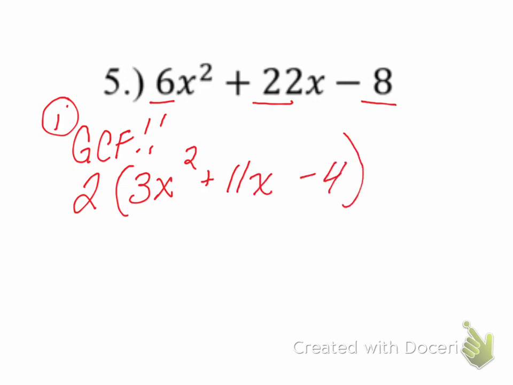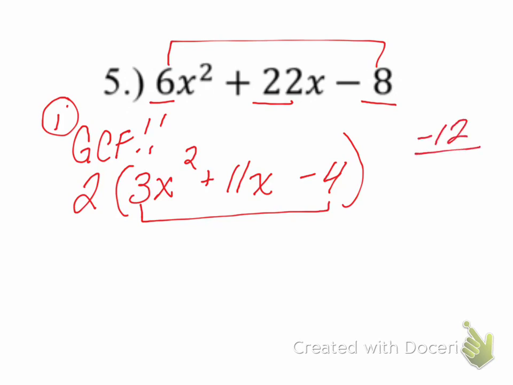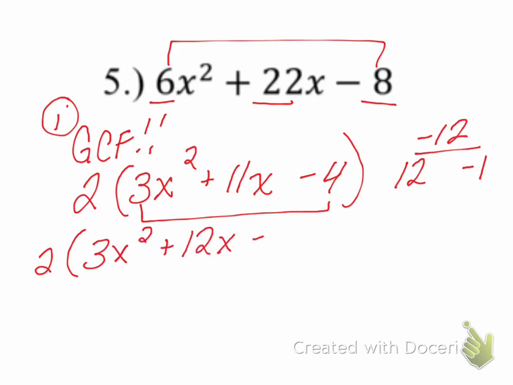So kind of the beauty of factoring out a GCF right off the bat is you don't have to do 6 times 8 and then work with 48, right? So now I can just do 3 times negative 4. I know that's negative 12. Factors of negative 12 that add up to negative 11 would be positive 12 and negative 1. So I'm going to expand my trinomial here. So 3x squared plus 12x minus 1x minus 4.